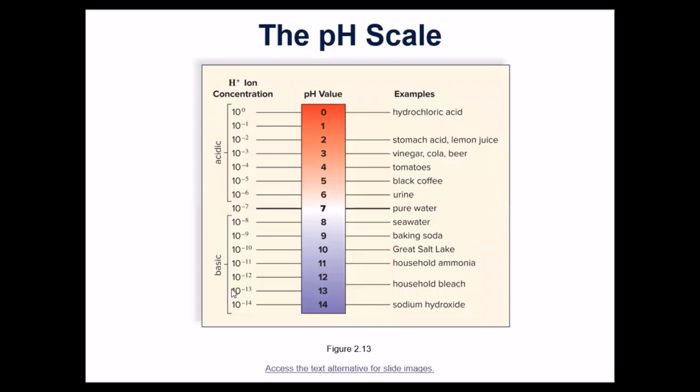Some of this is outlined here for you. You've got the pH scale running from 0 to 14. 7 is neutral, and that is basically like pure water. Anything below 7 is going to be acidic, so you've got some examples of acids here. Anything above 7 is going to be basic or alkaline, and you have some examples there for you. On the side here, you also see the hydrogen ion concentration listed for you as well.